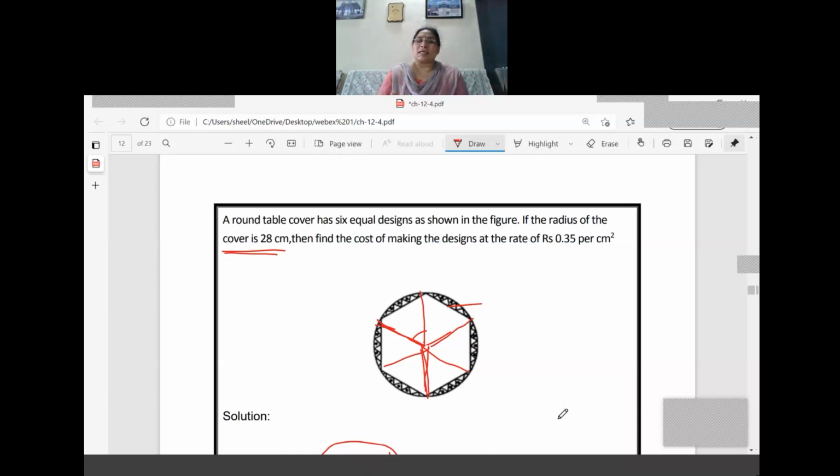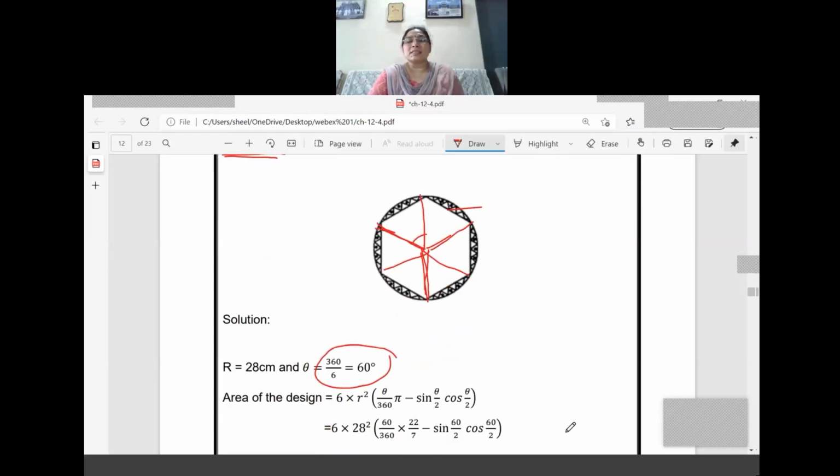If you join the design with the center, you can see that the design is similar to a segment. So for calculating the area of the segment, we need the central angle. If you look at the design, it is divided into 1, 2, 3, 4, 5, 6 parts. Six parts are there, and the total angle is 360 degrees. 360 divided by 6 equals 60 degrees. So the central angle we also got.